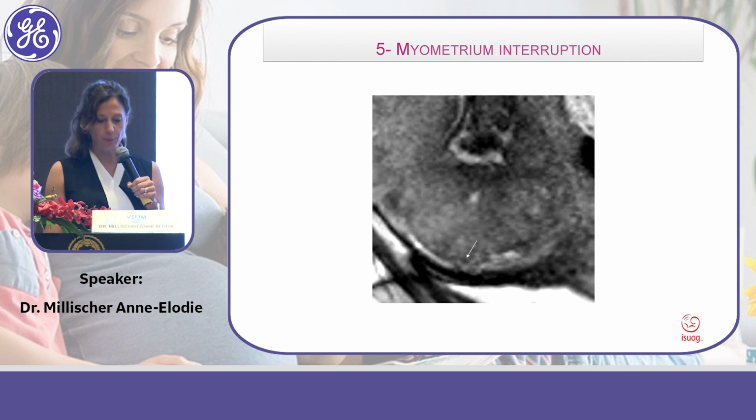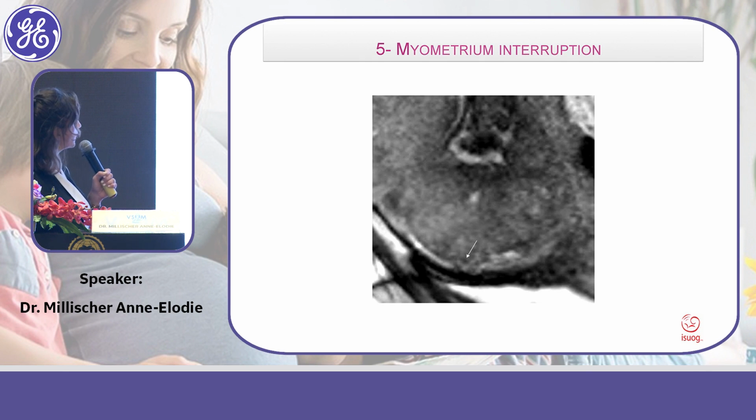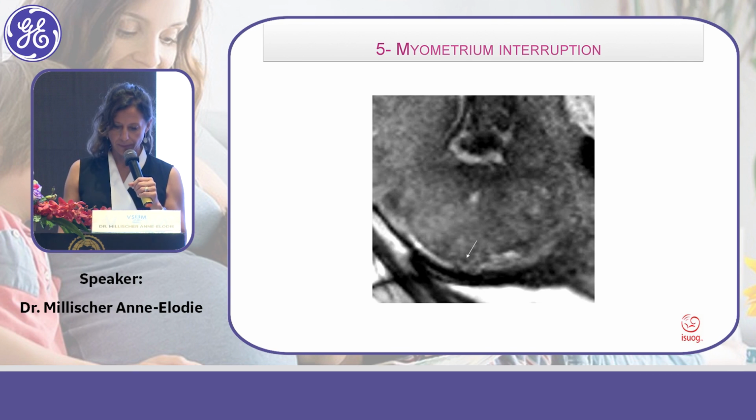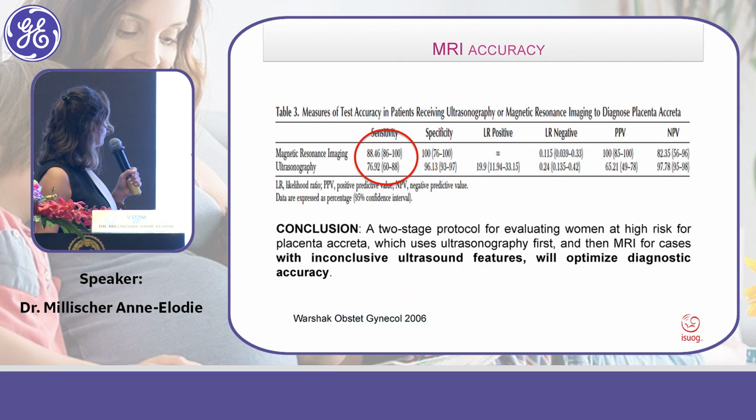And the last point, which is not so easy to see, is the presence of exophytic placenta inside the myometrium with an interruption of the myometrium. Và một cái đặc điểm là mình thấy là cái bánh nhau này nó làm gián đoạn cái cơ tử cung, nó không còn một đường liên tục nữa mà nó bị mất một cái đoạn do cái bánh nhau nó xâm nhập vô.